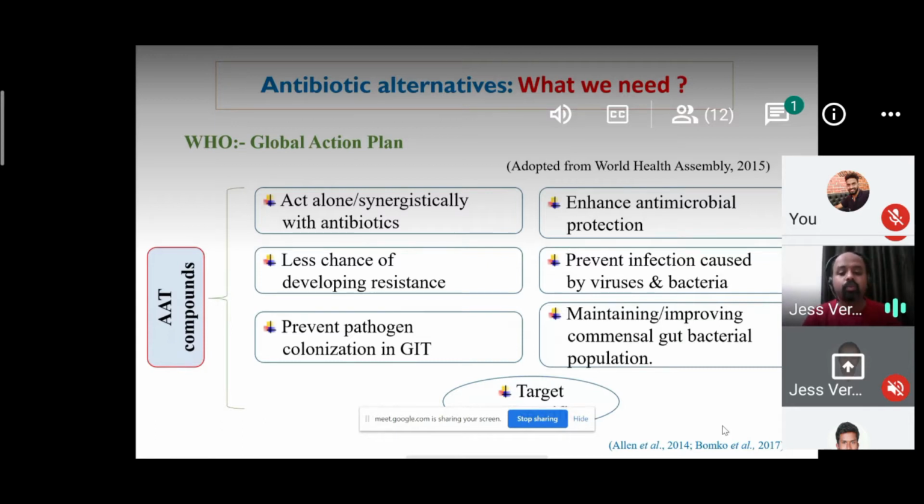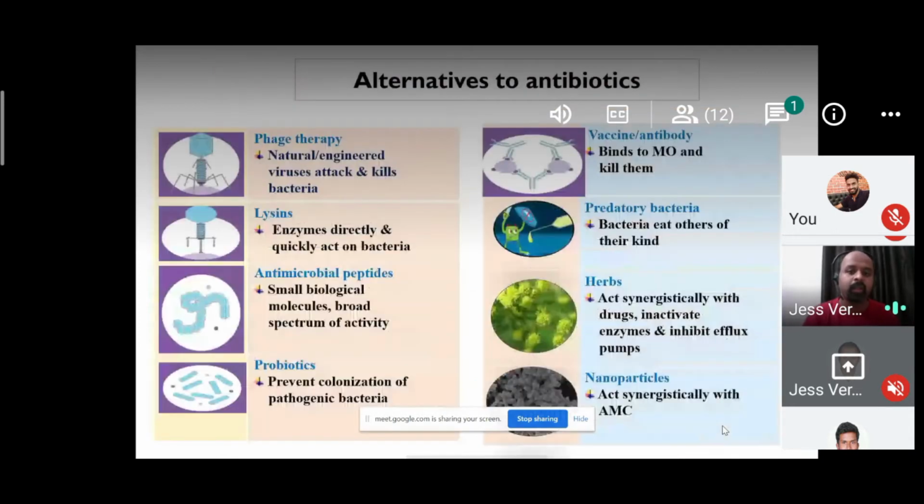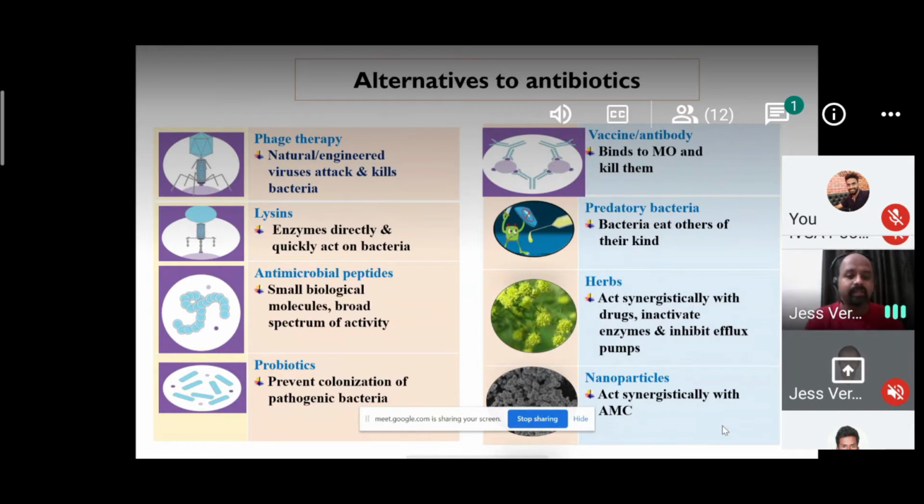And we need to protect and maintain the commensal gut flora, and the alternative should be target specific also, because these antibiotics, as you know, are acting by a receptor mediated mechanism also. So based upon these requisites, we will be resorting to certain promising research based alternatives, which are mainly phage therapy. The bacteriophages could also be used. Then the lysins, the bacterial endolysins could be used.